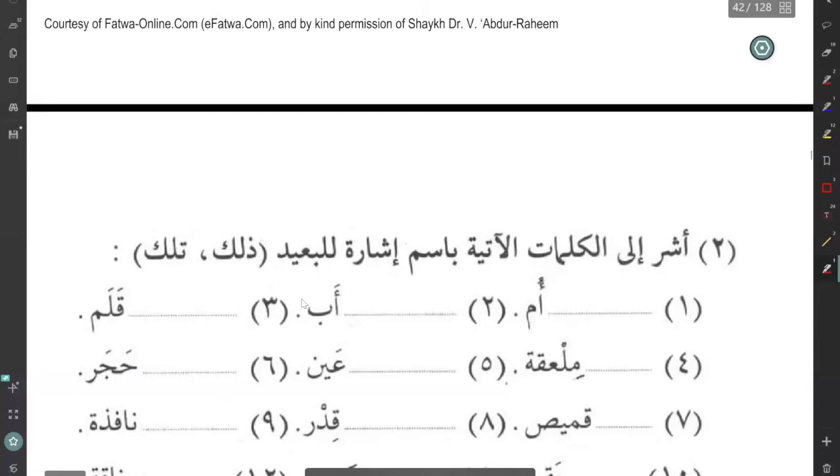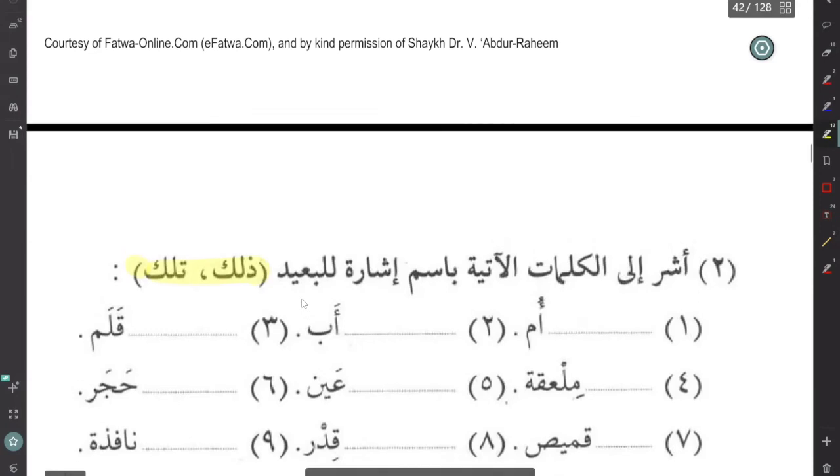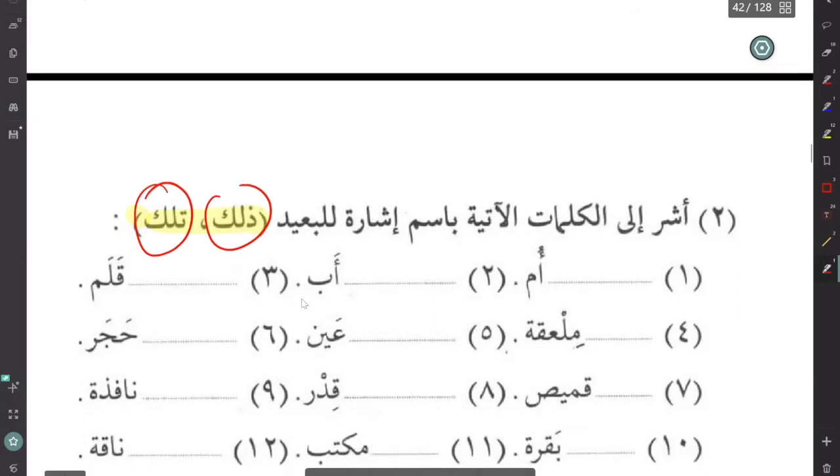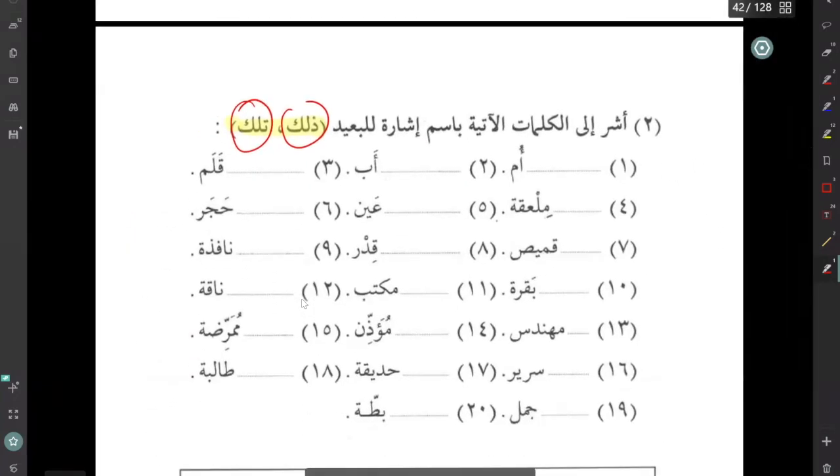جيد. So he said, the next one is أشر إلى الكلمات الآتية باسم إشارة للبعيد. إشارة البعيد is the far demonstrative pronouns, because you have هذا and هذه. We'll talk about those things later today. هذا and هذه for something that is near to you, right? Something that is close to you. ذلك and تلك is for the far. So they're asking to basically, simple as that, use these two demonstrative pronouns to do the following exercise, which is extremely simple.